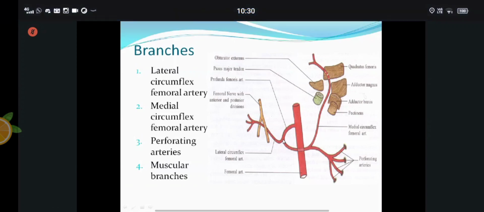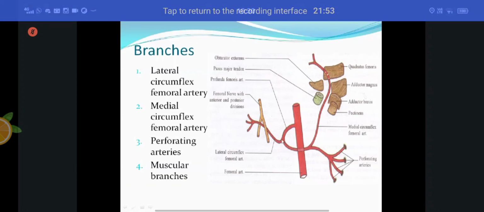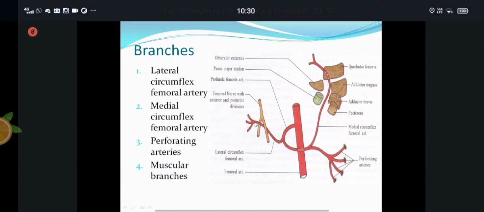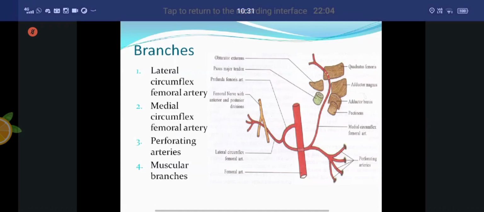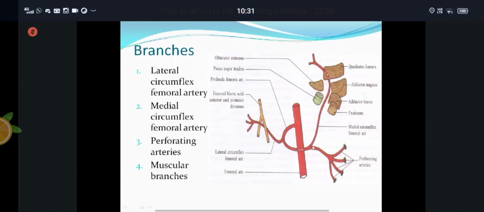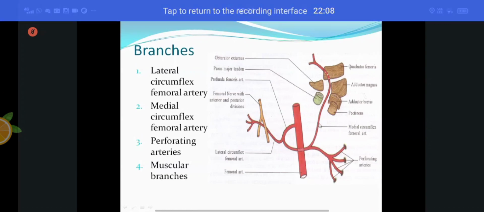So the branches of the profunda femoris artery are, what is this branch here? This is the lateral circumflex femoral artery. Right? And what is this one? Medial circumflex femoral artery.